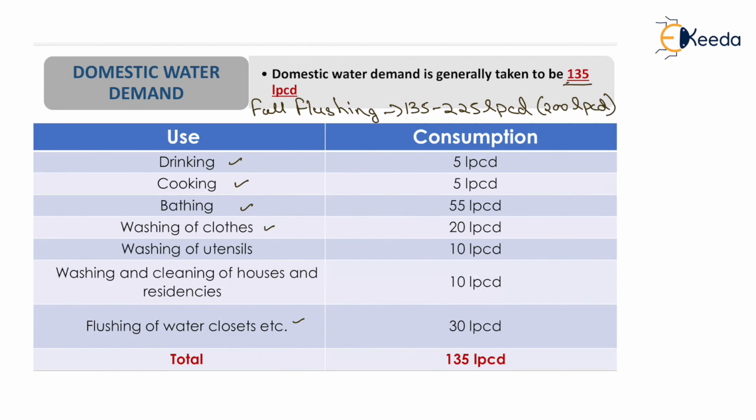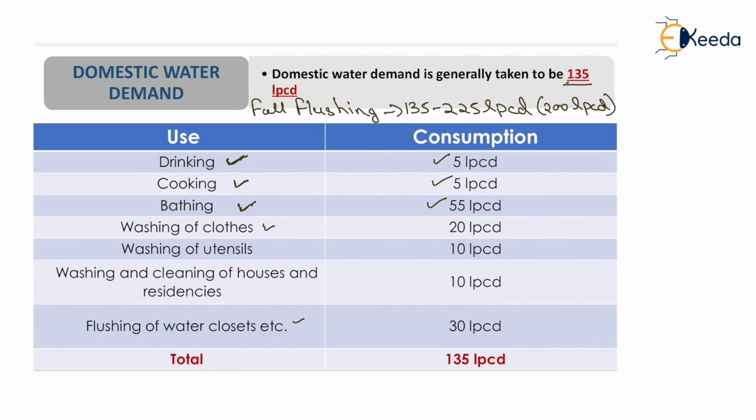Now we will see the bifurcation of domestic water demand. The first bifurcation will be for drinking purpose. For drinking purpose, the amount of water required will be 5 liter per capita per day. For cooking purpose, it will be 5 liter per capita per day. For bathing purpose, the value will be slightly higher side, that is 55 liter per capita per day, because we had assumed that a person will take bath at least 2 times in a day. That's why the consumption will be 55 liter per capita per day.